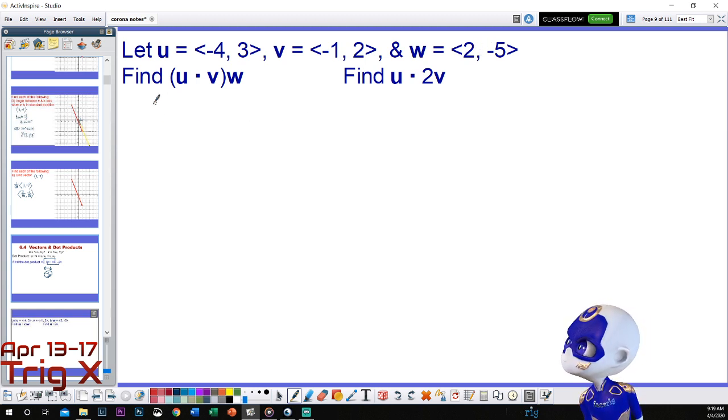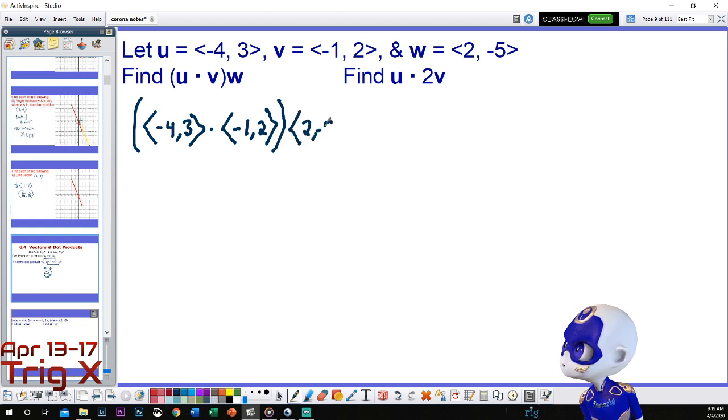Alright, now I'm going to put u dot v here in the parentheses, and I'm just copying this. There's nothing magical about this. Everything's just getting copied. So there's u dot v, and here's w right here, 2, negative 5. You see I'm just copying these.